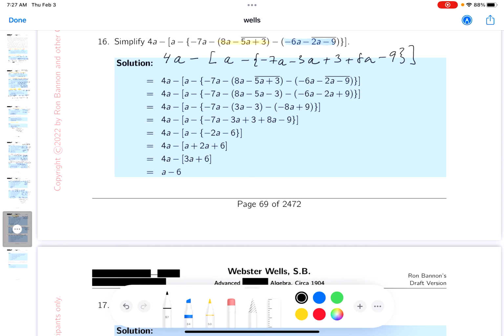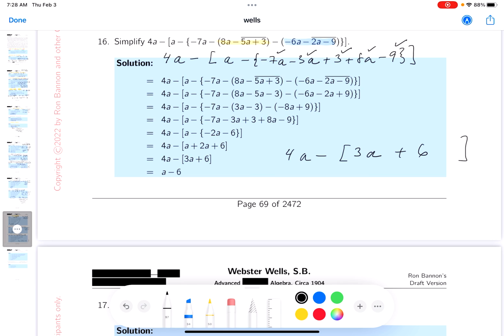Yeah, this is tough. Let me write this down. 4A minus, I want to do what's inside that big, long grouping symbol. And the way I'm going to do that, I'm going to just kind of do what's inside the squiggly brace there. Minus 7, minus 10, let's see, minus 10, minus 2, and that's going to be what? Minus 2 is plus 2, plus A is 3A. That looks pretty good. And what do you get over here? 3 minus 9 is minus 6, and minus a minus 6 is plus 6.